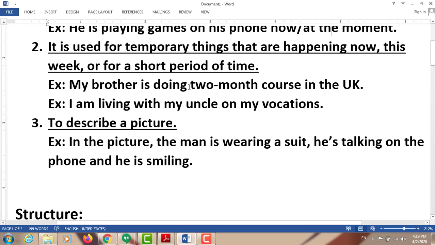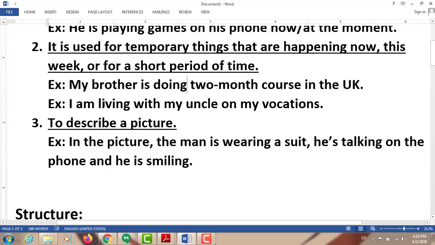This 2-month course is for a short period. Okay, it's for a short period. It's not permanent. It's a temporary action. What is temporary? Doing the 2-month course. You know, I have mentioned the time, 2 months, so it becomes a temporary action.